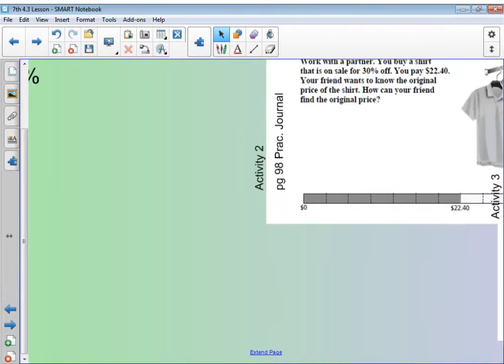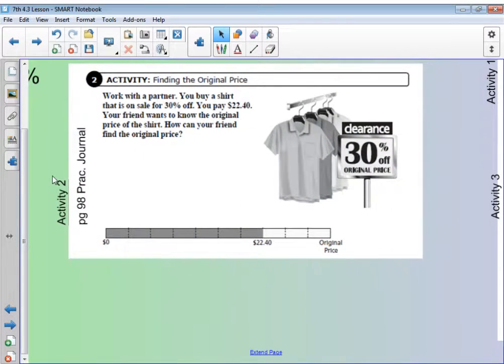Getting what we've already worked on. Okay, so activity 2 says finding the original price. So this is a little different. Before we were finding out what the new price was when we had a decrease, and now we're finding out what the original price was.